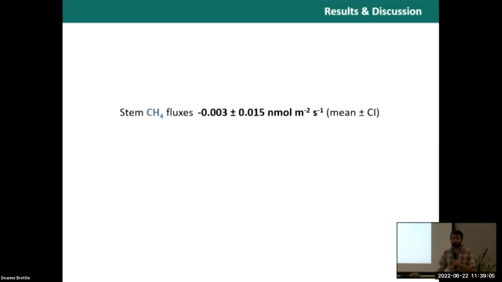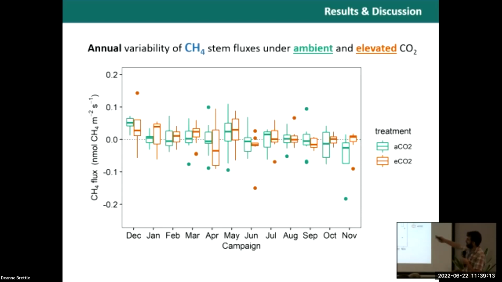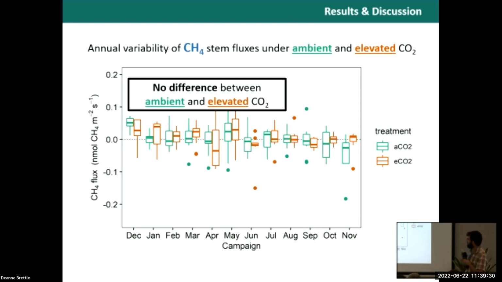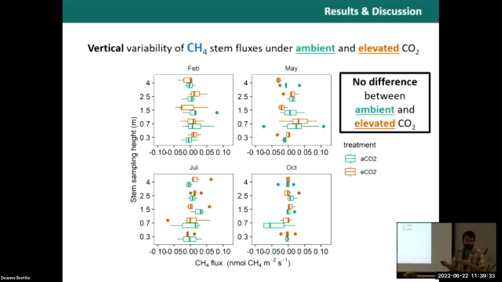What about methane? When we put all the data together, the mean methane flux was not different from 0. And if we look at the annual variability of methane fluxes, there is no seasonal trend. Yes, we have some points with net emissions and some points with net uptake, but on average, there is no seasonal pattern. And because there is no seasonal pattern, of course, no difference between elevated or ambient. With the vertical axis, it happens more or less the same. If you don't have methane emissions, you don't have a vertical pattern and no differences between elevated or ambient.